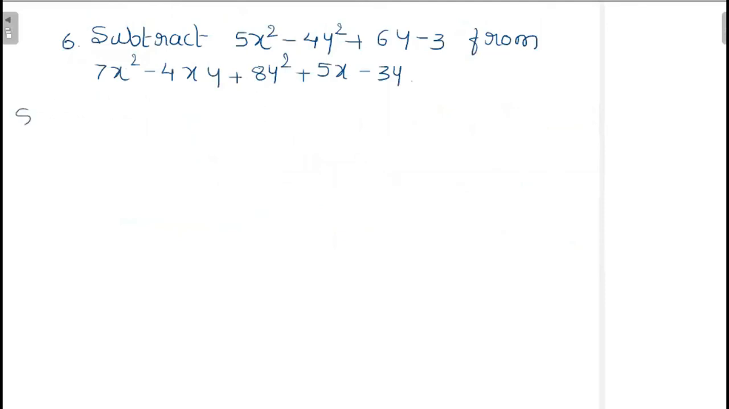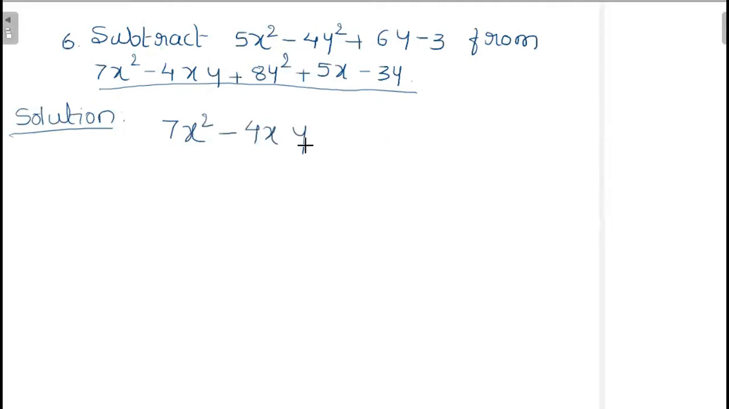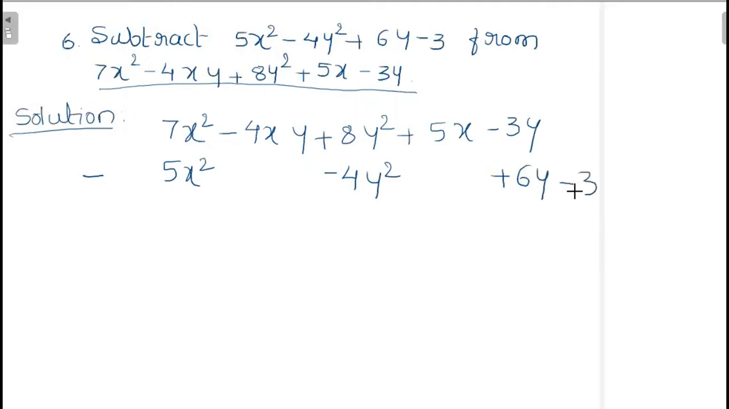Here subtract is there. While subtracting, carefully you read the problem. Subtract 5x square minus 4y square plus 6y minus 3 from this. So you have to subtract this from this. Means first you have to write this: 7x square minus 4xy plus 8y square plus 5x minus 3y. Now below that, like terms you write: 5x square, minus 4y square with the sign, plus 6y minus 3. Rest all terms are 0. Now change the sign. Subtracting means you have to change the signs.